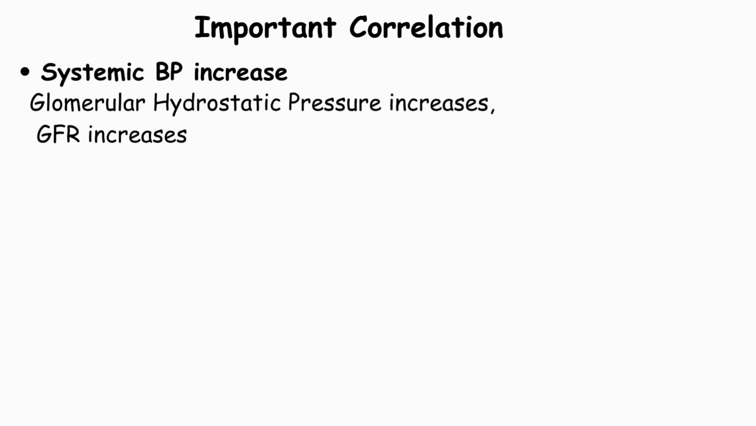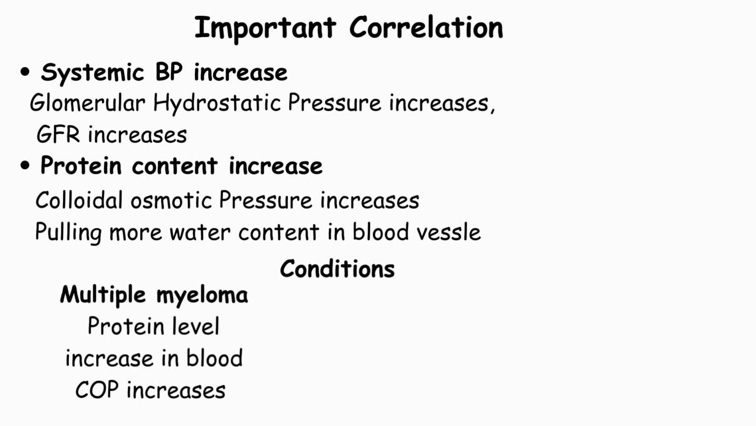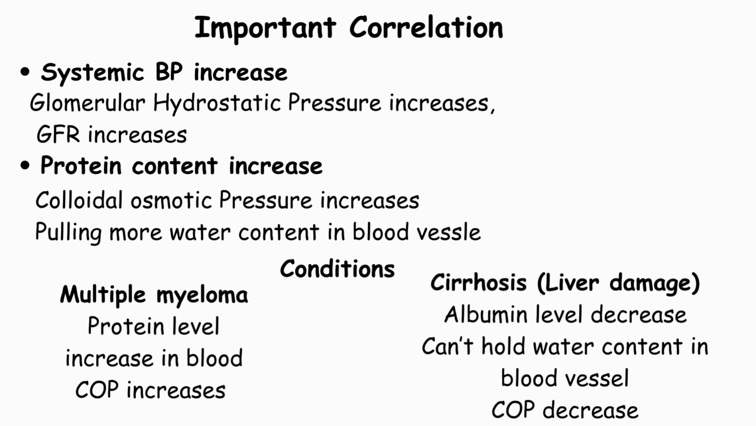Here are the important correlations. Systemic blood pressure increases glomerular hydrostatic pressure, which increases GFR. Increase in protein content increases colloidal osmotic pressure, which pulls more water into the blood vessel. In conditions like multiple myeloma, where protein level increases in blood, colloidal osmotic pressure increases. Here is another condition: cirrhosis or liver damage. Albumin level decreases, so the blood can't hold water content in the blood vessel and colloidal osmotic pressure decreases.